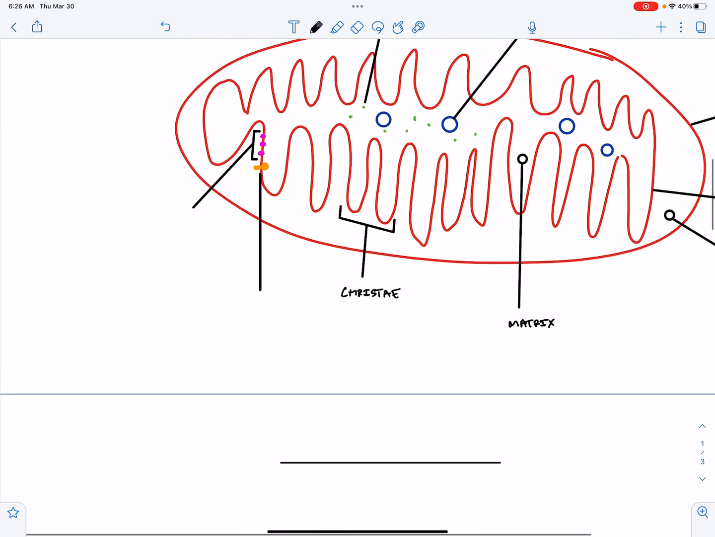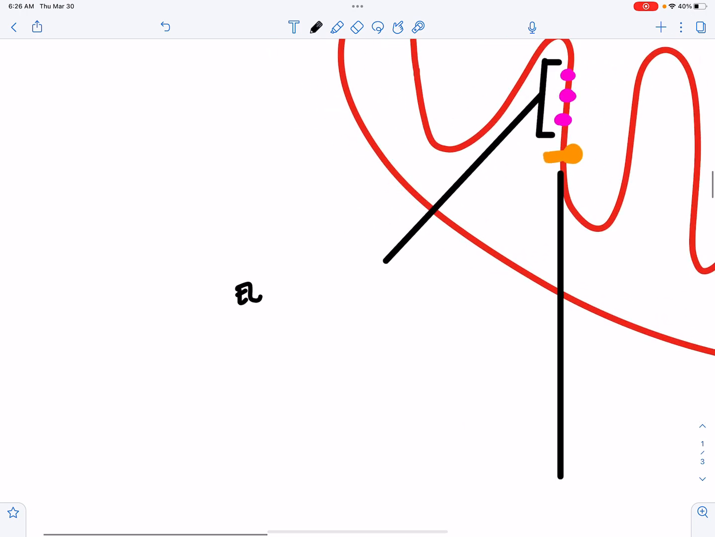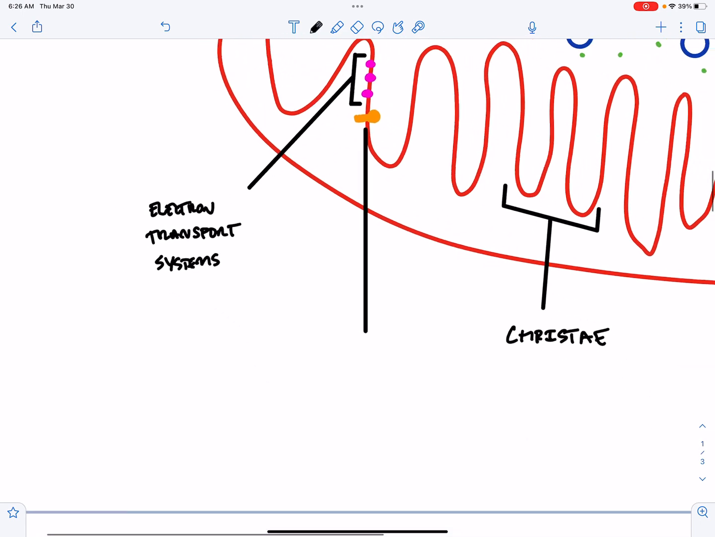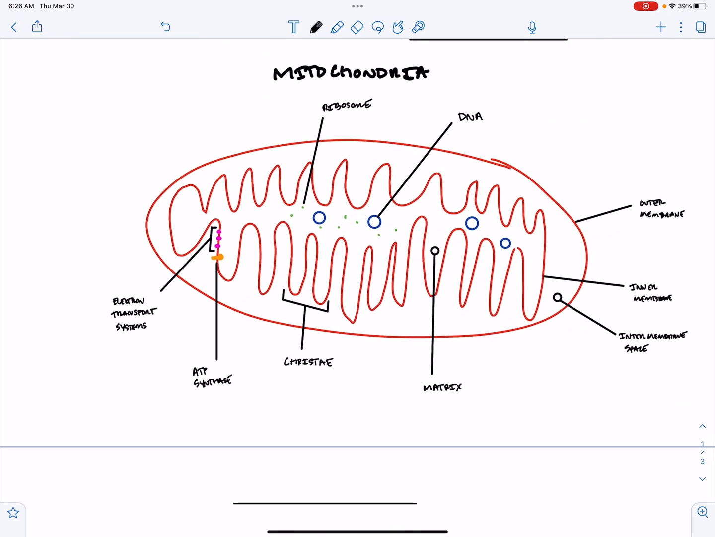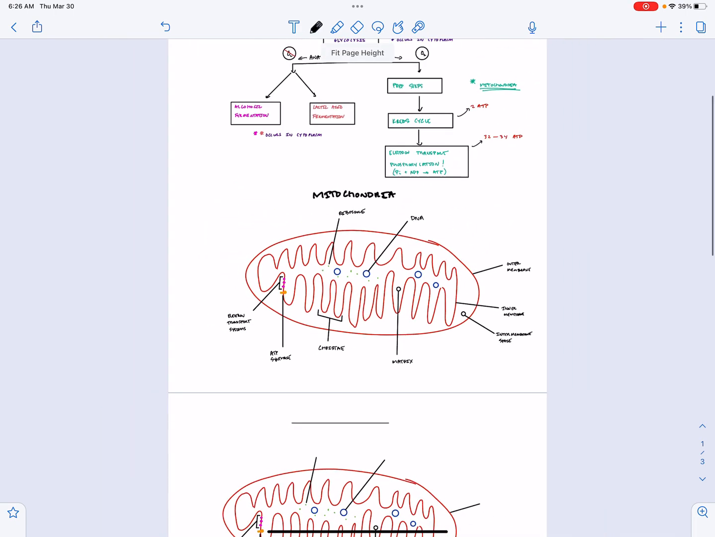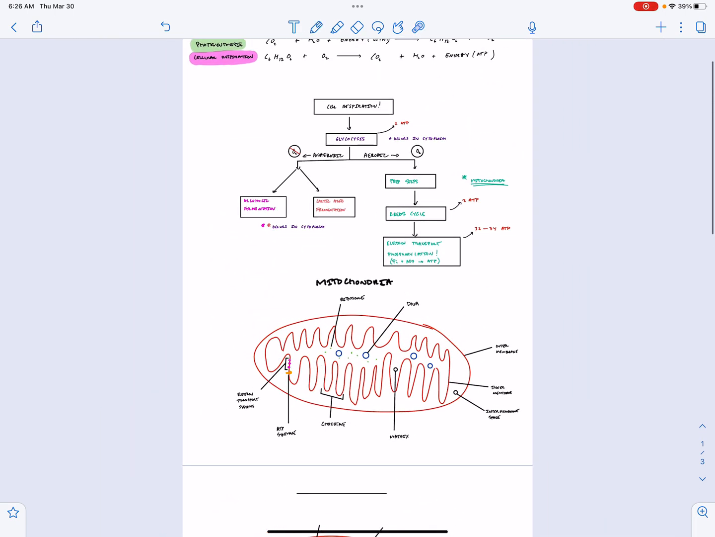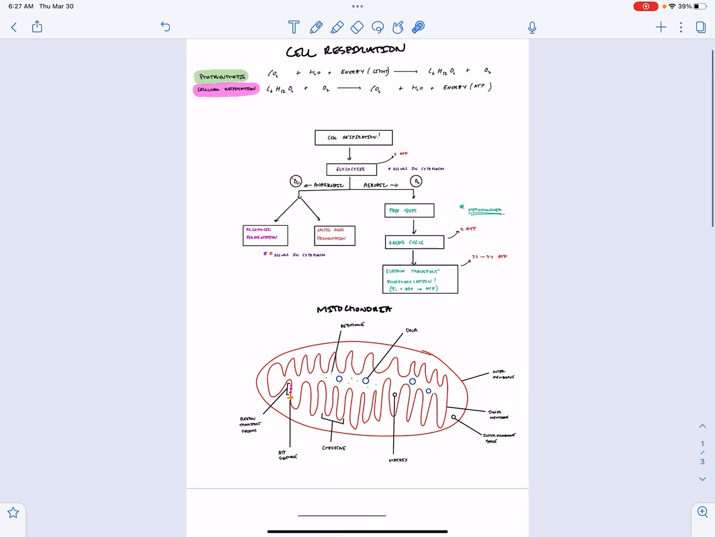And on the inner membrane are some things that are going to look familiar to you. We have electron transport systems, and we have the membrane protein that we all know and love, ATP synthase. Okay. And that is the basic structure of the mitochondria. We're going to be talking more about especially how these steps relate to this structure, where they're occurring, and how. Okay, but that's all for today.